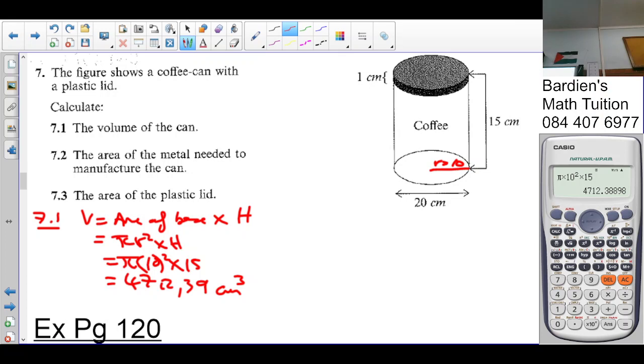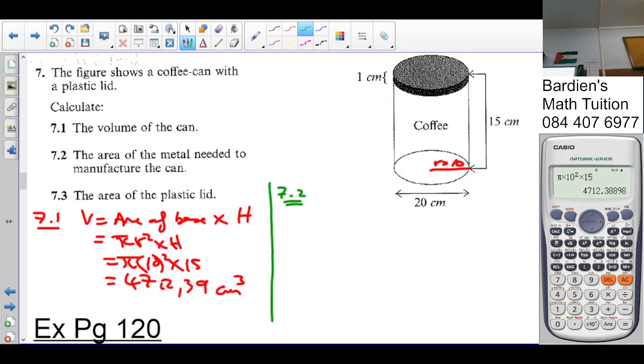Four, 7, 1, 2. The answer is right. The volume of the can, or the height is 15 centimeters for the can. They're including the 15. Okay, so let's just go with what they have.